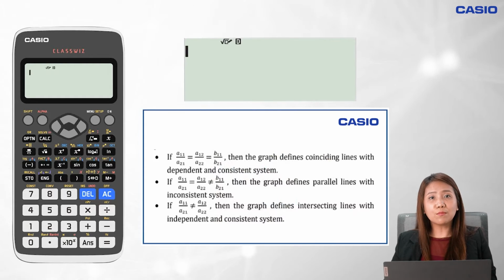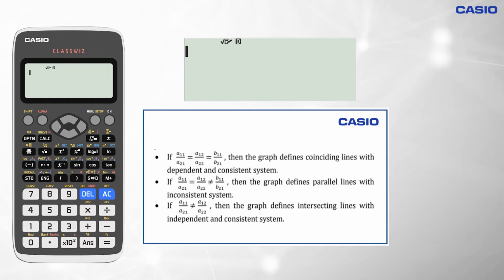We know that a system of linear equations with a graph of parallel lines has no solution and is an inconsistent system. A graph of intersecting lines has one solution, with a consistent system and independent equations. A graph of coinciding lines has infinite solutions, with a consistent and dependent system. If the ratios of the coefficient of x, the coefficient of y, and the constant terms are equal, then the graph defines coinciding lines with a dependent and consistent system.